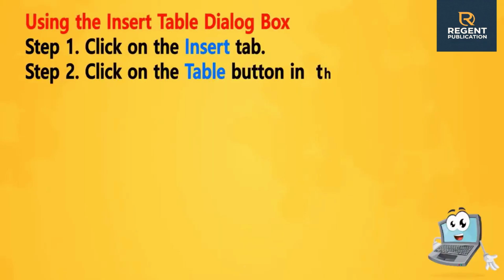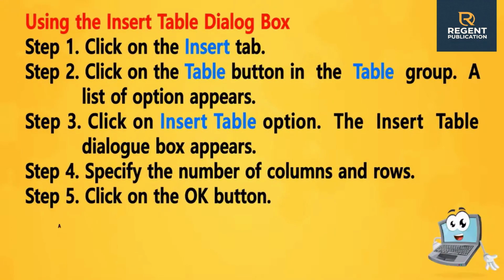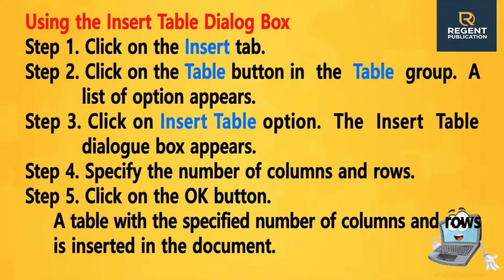Using the Insert Table dialog box. Step 1. Click on the Insert tab. Step 2. Click the Table button in the Tables group. A list of options appears. Step 3. Click on the Insert Table option. The Insert Table dialog box appears. Step 4. Specify the number of columns and rows. Step 5. Click on the OK button. A table with the specified number of columns and rows is inserted in the document.